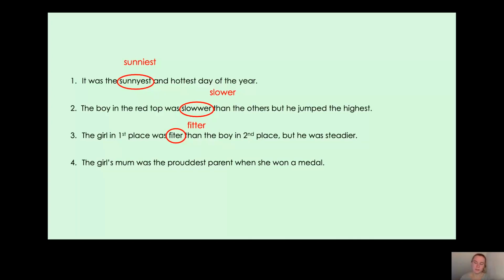Whoopsie daisy. So number 4, the girl's mum was the proudest parent when she won a medal. Proudest, that doesn't look right either, does it? Well, proud ends in a D and it has a vowel before it. So what have I done wrong? Ah, I can see it has a vowel digraph before it. It has the ow sound, doesn't it? So therefore, if it's a vowel digraph before the consonant, I don't need to double the last consonant. I don't need to double the D. So therefore, I just need proudest.